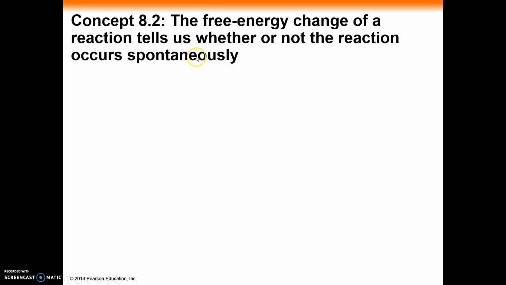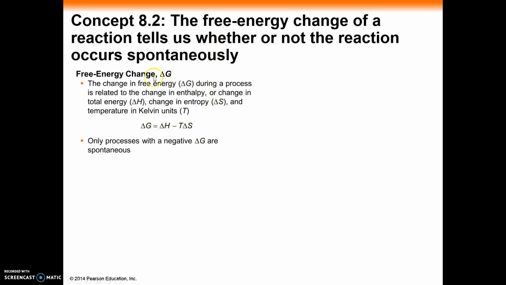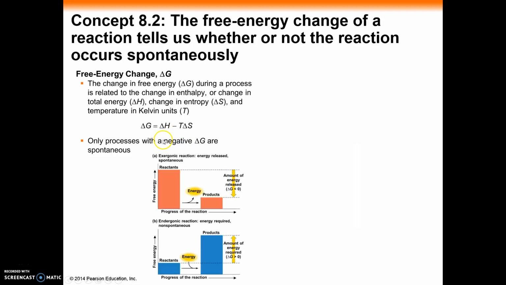So concept 8.2, free energy change of a reaction tells us whether or not a reaction will occur spontaneously. We introduce the idea of a free energy being delta G, and that's related to the total amount of energy or enthalpy in a molecule. So more complex is more energy. And we relate this to temperature and enthalpy, and we know that only processes that have a negative delta G are going to be spontaneous.